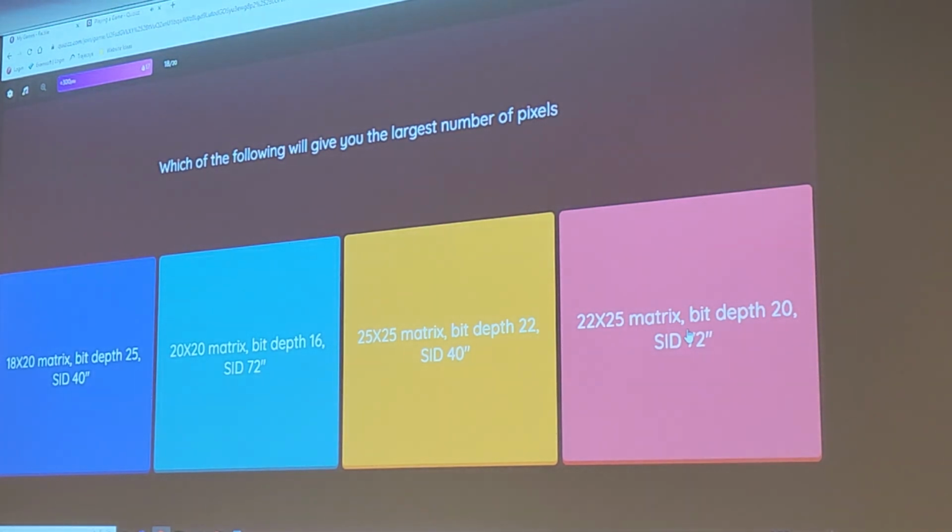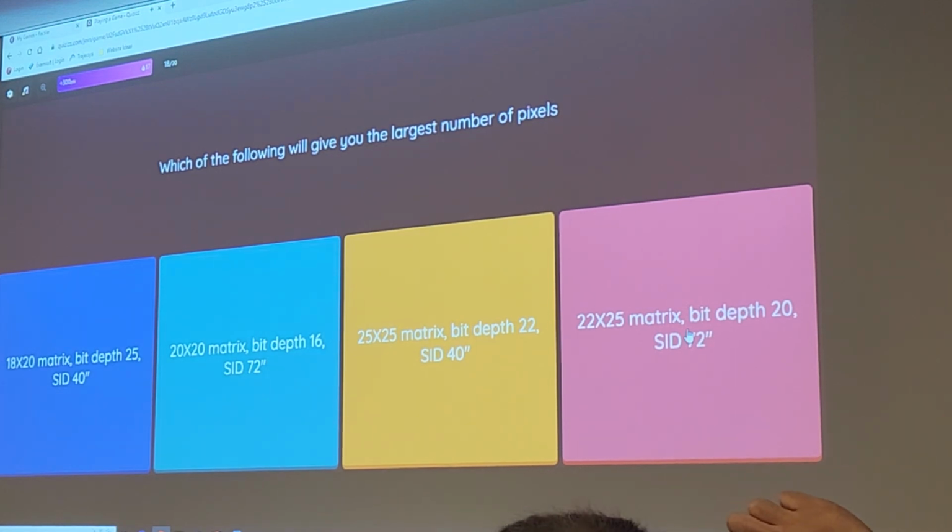Next. Which of the following will give you the largest number of pixels? The smaller the size, the more pixels, right? Smaller size of what? Like the bit depth, the matrix. 25, the second one. I think she was on the right track. The more the bit depth, that's contrast. Which of the following will give you the largest number of pixels? The more the bit depth, the more pixels, right?